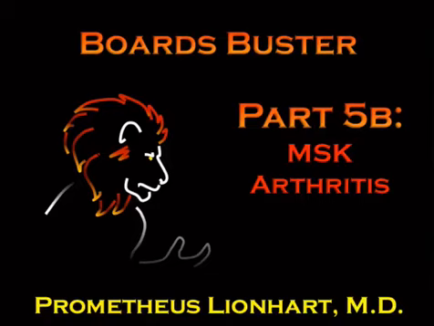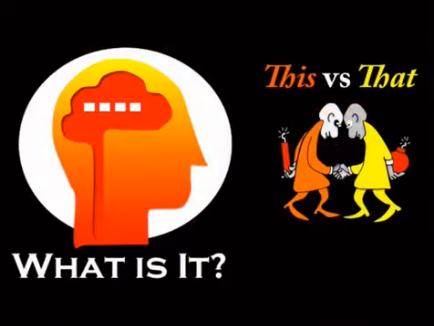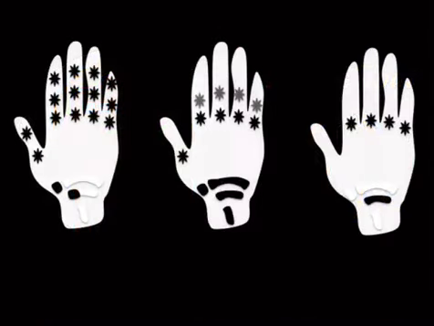Okay, so this is part two. This is our arthritis talk. So just like Resnick uses a targeted approach for understanding arthritis at the view box, Prometheus Lionheart uses a targeted approach to understanding arthritis for the purpose of multiple choice.